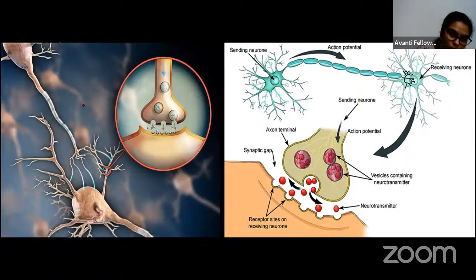This is one neuron and another neuron. So here, what is happening is that there is a communication occurring between those two neurons, and that communication is highlighted here.